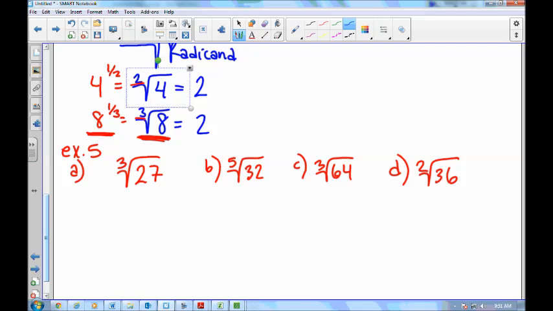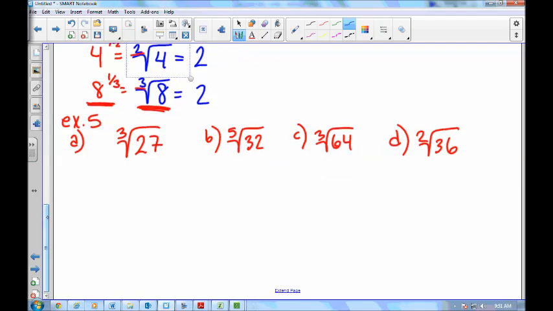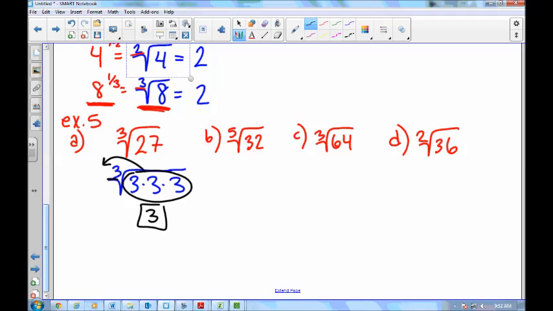What did you get for A? 3. Okay, let me expand this out and show you what's really happening. It's true that 3 times 3 is 27, right? So this index is saying you're looking for a group of 3. Remember square roots? You find that group and then you pull it out. Like square roots, you find a pair of 2. The index changes, you're looking for a group of that quantity. So that is 3. Fingers in the air, what did you get for B?